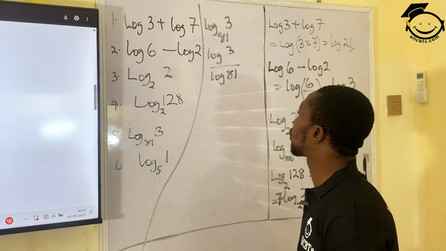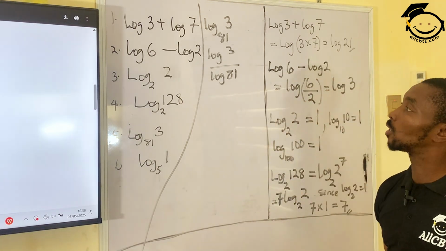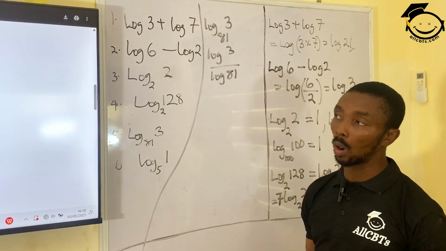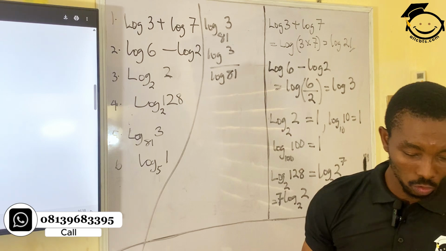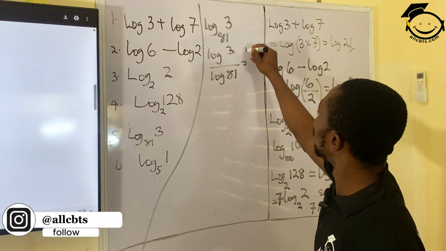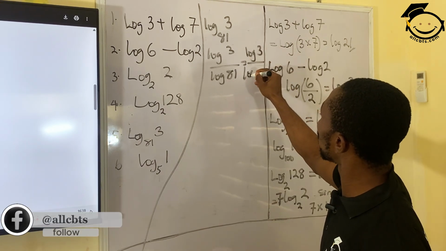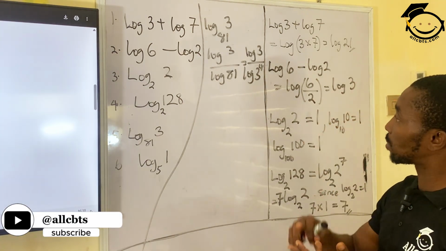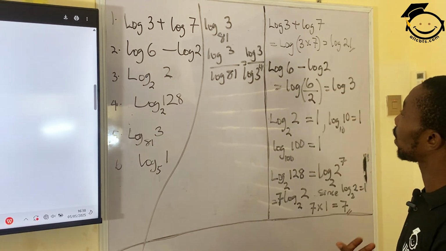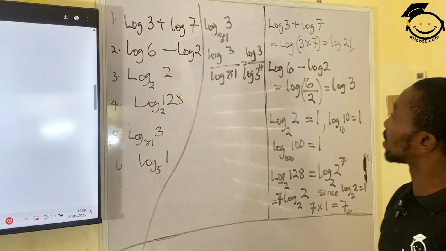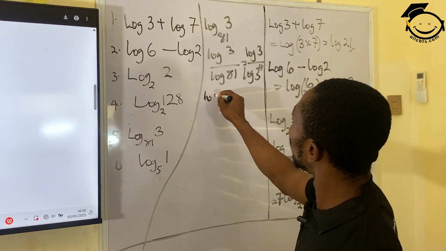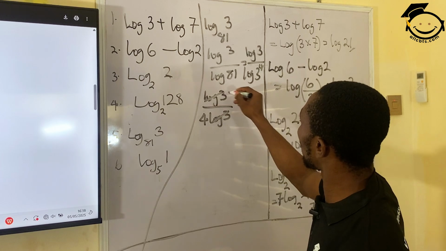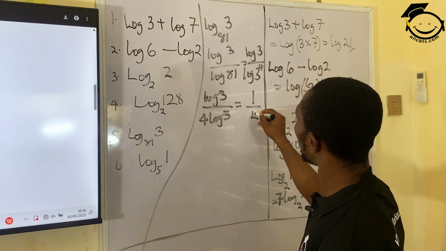Now, having this as log 3 over log 81, we can break down 81 to an indices form, looking for the number that can divide 81 and how many times. If we do that, we'll see that this will become log 3 all over log 3 raised to power 4. That is 3 times 3, 9. 9 times 3, 27. 27 times 3, 81. So we can rewrite this as log 3 all over 4 log 3. Now log 3 can cancel out, leaving you with 1 all over 4.